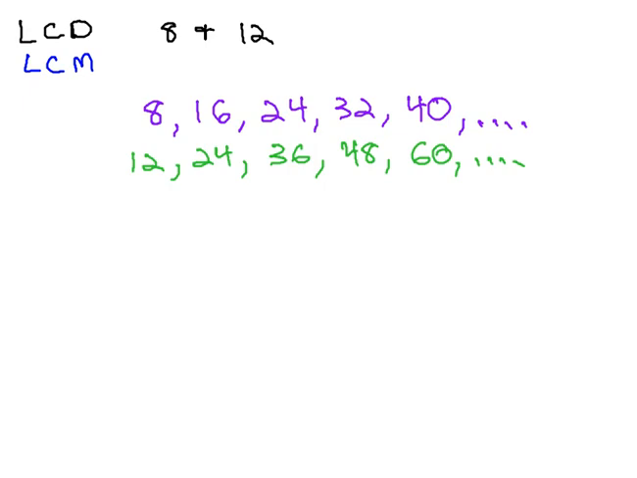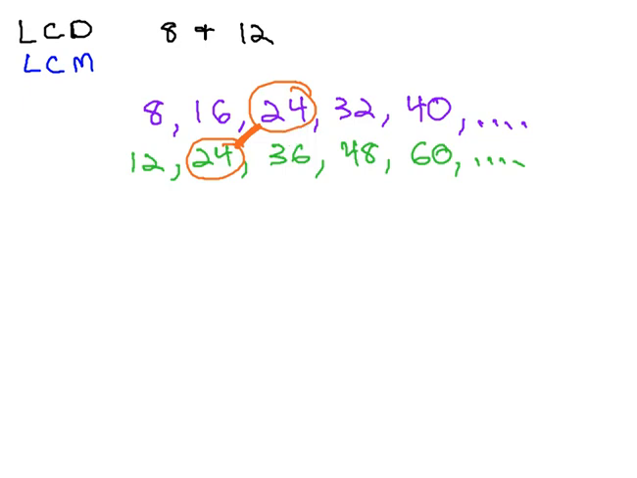The idea of a common multiple is we're looking for numbers that appear in both of these lists. Specifically, we want the least common multiple, or the smallest number that appears in both lists. Because the number 24 is the first number that appears in both lists, we say the least common multiple of both is 24. However, that's not a very efficient way of finding a least common multiple.